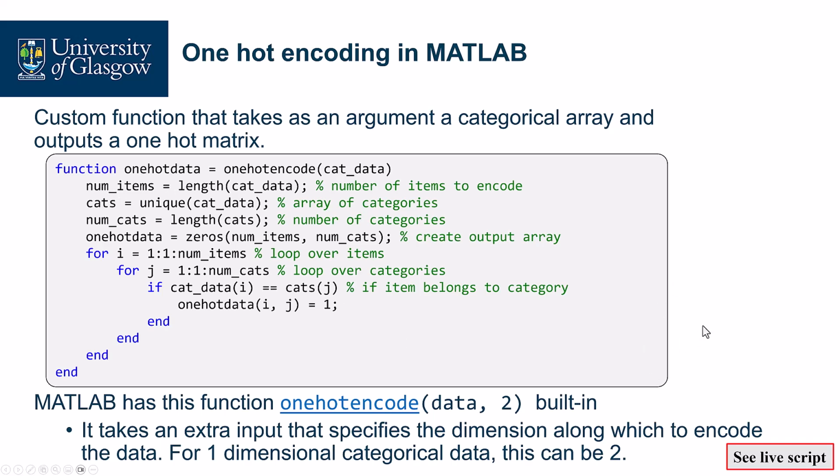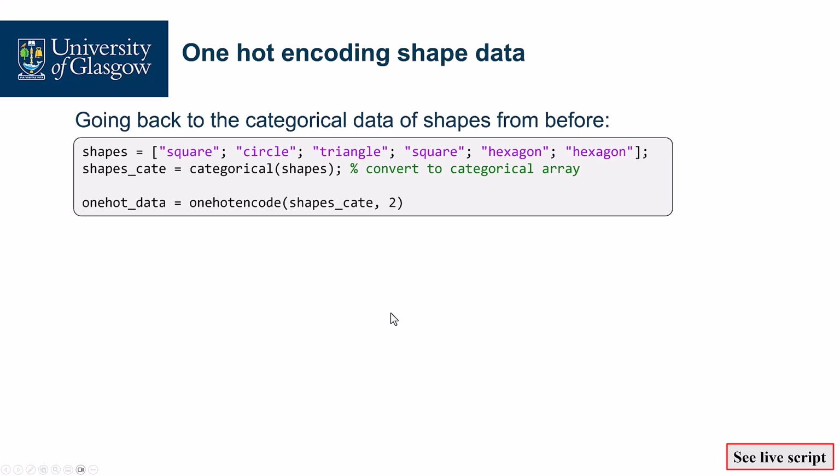So let's see an example. We generate the shapes matrix. Then from here, we change it to a categorical array. The one-hot encode function only accepts categorical arrays. You can't put shapes directly here. You need to first change it to a categorical array, shapes cat, then we put it here.